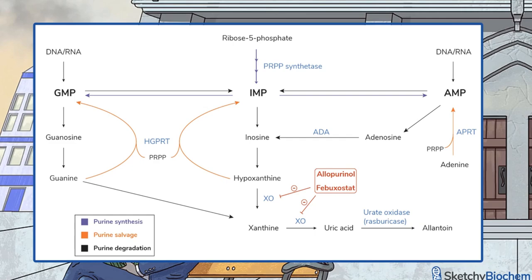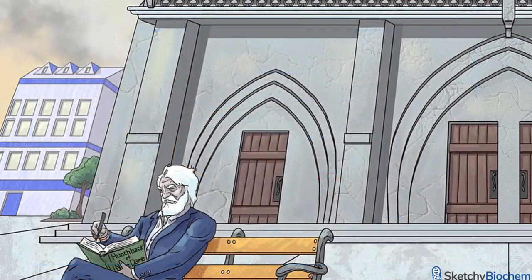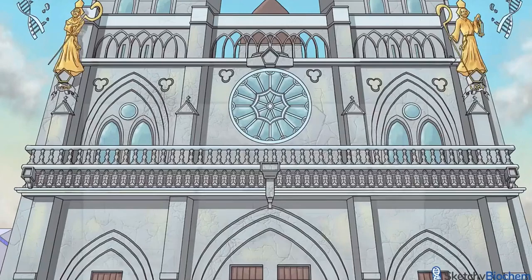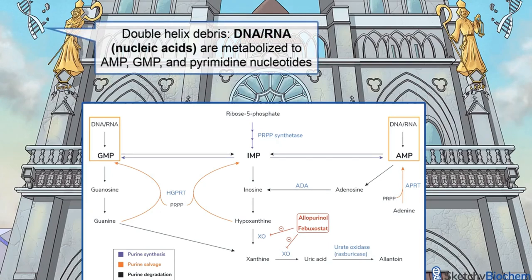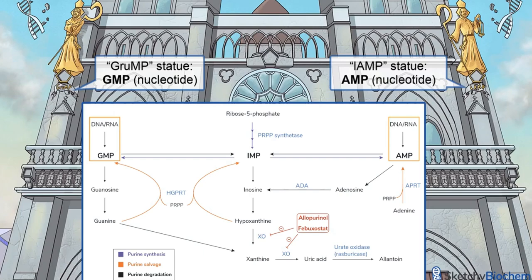Before we talk about purine salvage, let's discuss how purines are degraded. First, DNA and RNA are metabolized to AMP and GMP, as well as the pyrimidine nucleotides. We've drawn falling pieces of debris that look like a double helix to help you remember that AMP and GMP are made from the breakdown of nucleic acids. Remember these lamp and grump gold statues? They represent AMP and GMP.